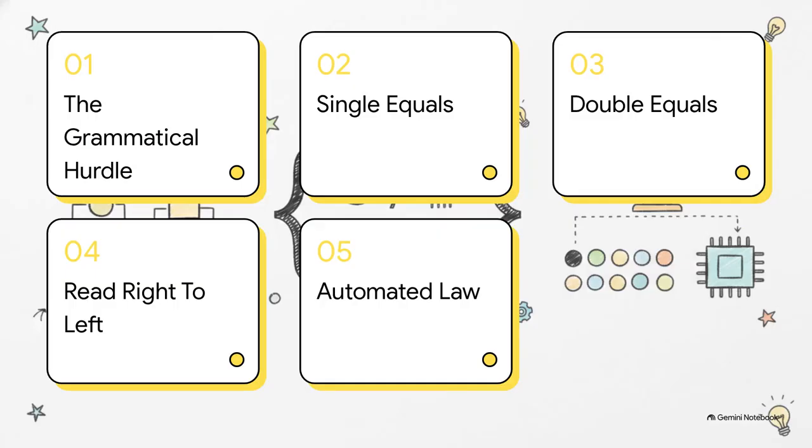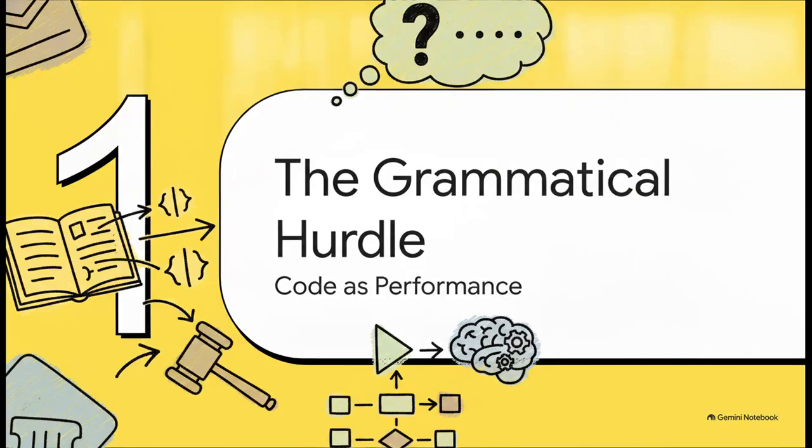Here's a quick look at our agenda. We'll start with the grammatical hurdle, then look at assigning with a single equals, evaluating with double equals, how to read right to left, and finally, the future of automated law. All right, let's jump right into section 1, the grammatical hurdle, and viewing code as a performance.